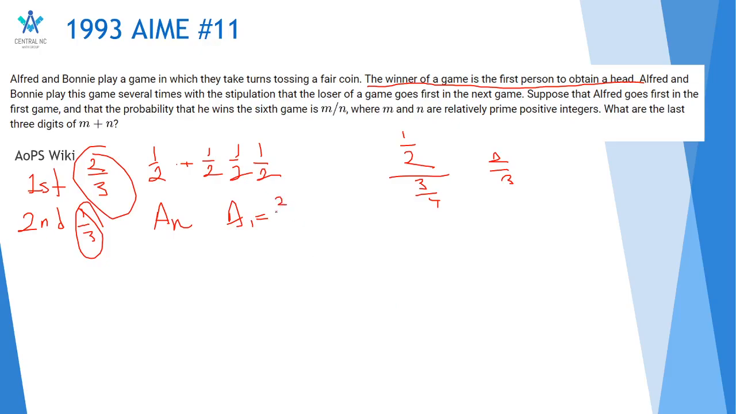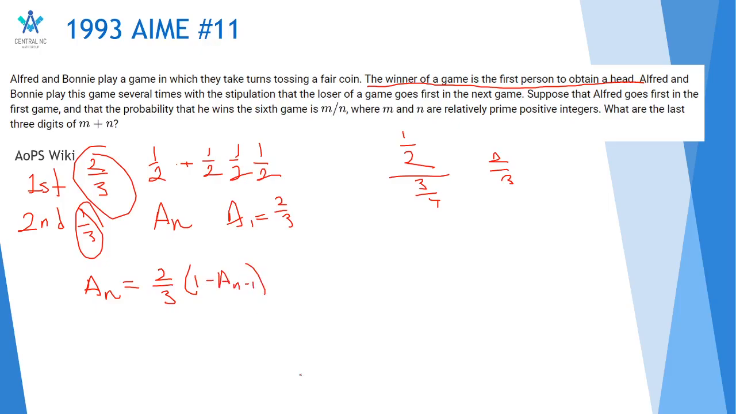Because he goes first. And so let's calculate A_n. A_n is equal to, if he goes first, that means he has to lose the game previous. And so that means he obviously wins with a chance of 2/3, and the probability he gets to that is 1 minus A_{n-1}.